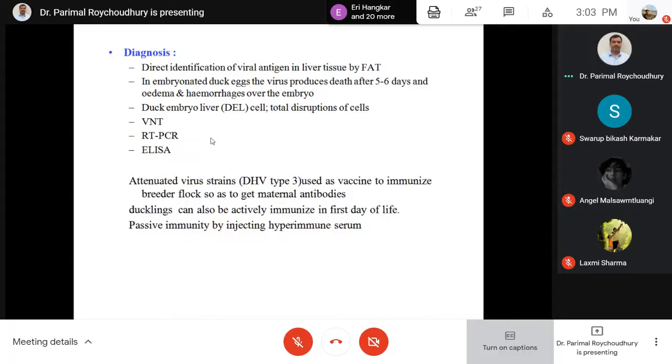Definitely in duck farms or duck rearing practice, we must include vaccines to give protection against the disease. In the prevention of the disease, vaccination is mainly targeted at the breeder flock, because the disease hits the ducklings in the first week of age. Active immunization takes some time, maybe 72 or 96 hours, to develop some sort of immunity. That is why passive immunization is more preferred to get rid of the infection. However, attenuated strain vaccines are also recommended in ducklings for active immunization. Using this kind of vaccination, we can control this infection.